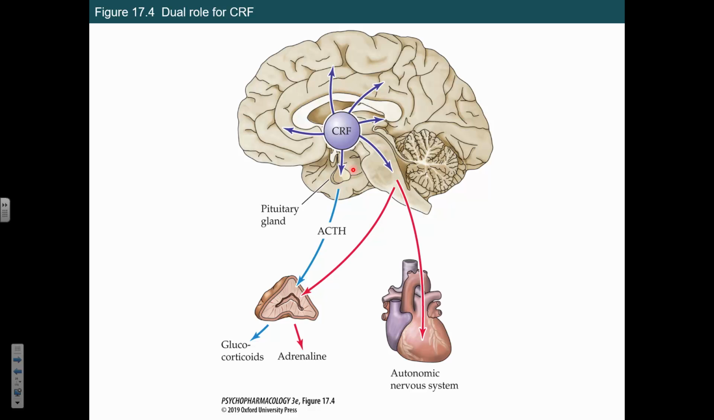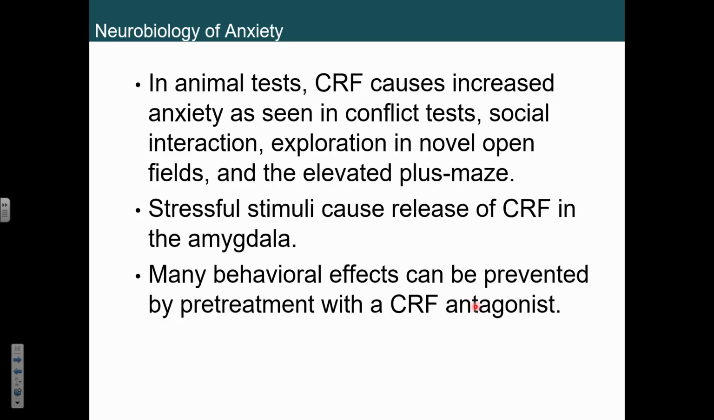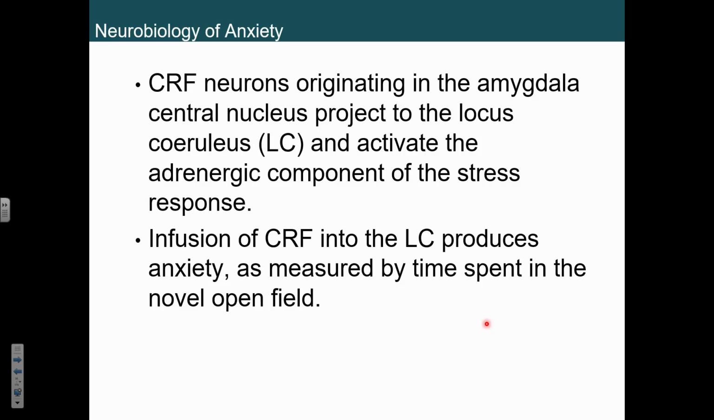All right, so we've got your CRF, ACTH, autonomic nervous system. You guys know this. You can actually give animals CRF. You can squirt it in their brains, and they will actually have anxiety-like responses, right? So CRF itself can get this going. It's kind of interesting. You can actually give them a CRF antagonist, which will reduce some of those behavioral effects.